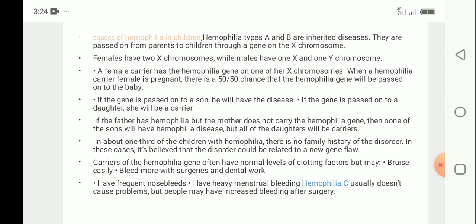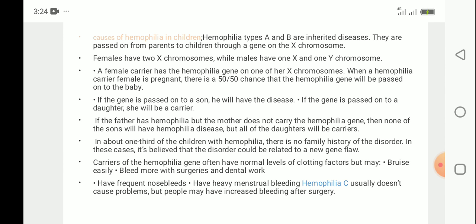If the mother is a hemophilia patient and she is pregnant with a male child, that male child will be affected only. He will not carry the disease to the next generation. And if the mother is affected and gives birth to a female child, that female child will be a carrier. Whatever baby she has, male or female, she will be a carrier and will continue the hemophilia disease in the next generations also.